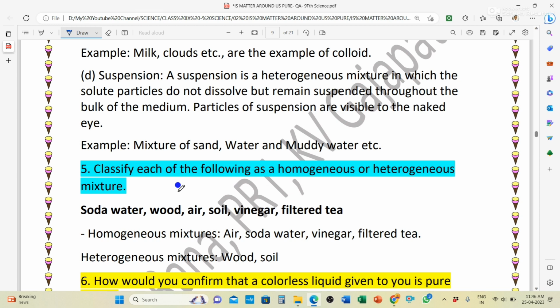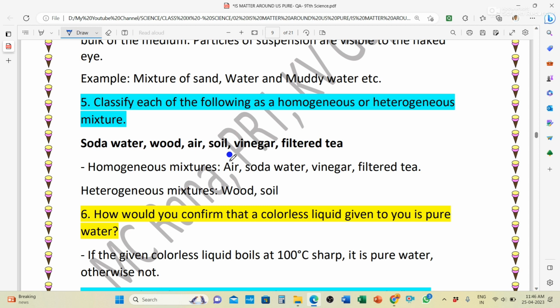Then, classify each of the following as a homogeneous or heterogeneous mixture: soda water, wood, air, soil, vinegar, filtered tea. Here, homogeneous mixtures are air, soda water, vinegar, and filtered tea. And heterogeneous mixtures are wood and soil. Homogeneous mixture means in every part of the mixture, the ratio of the components is the same. Heterogeneous mixture means in different parts of the mixture, the ratio of the components is different.